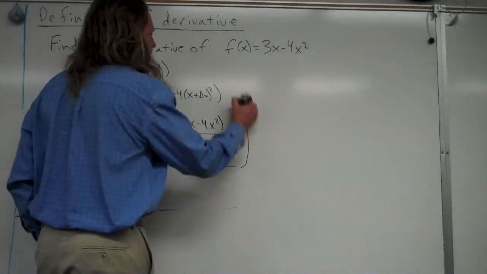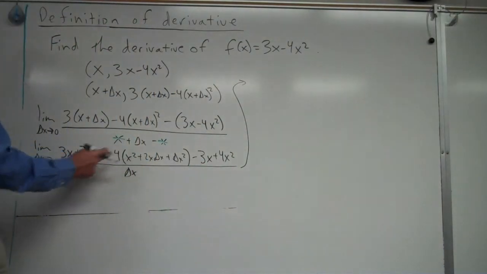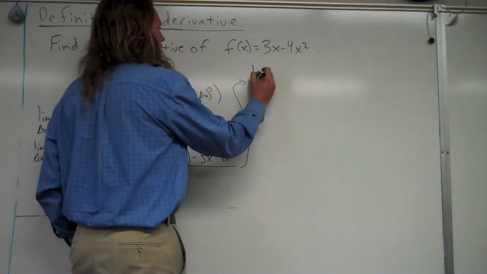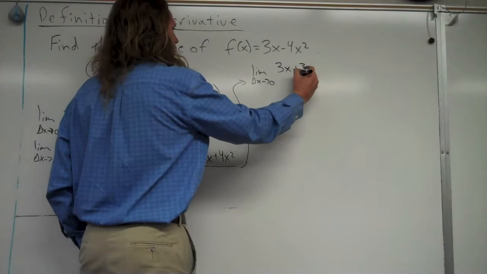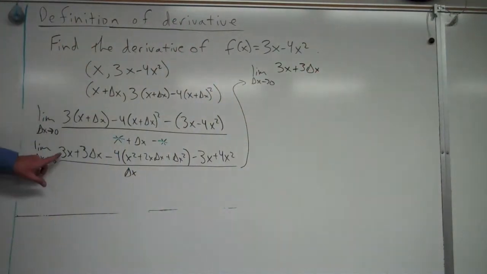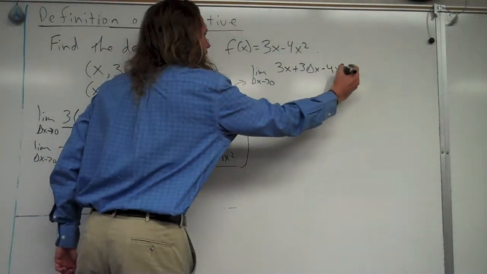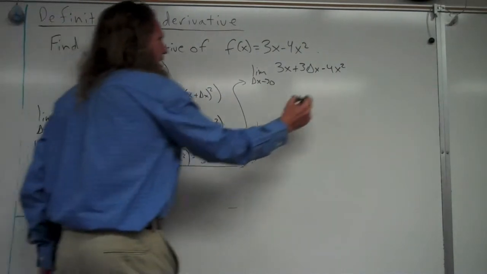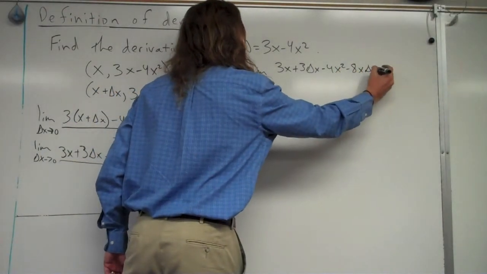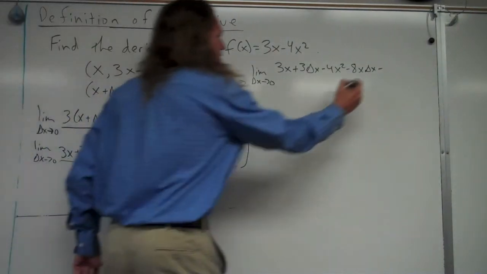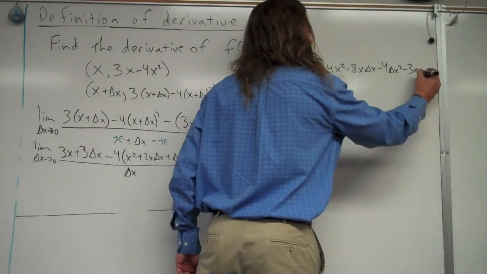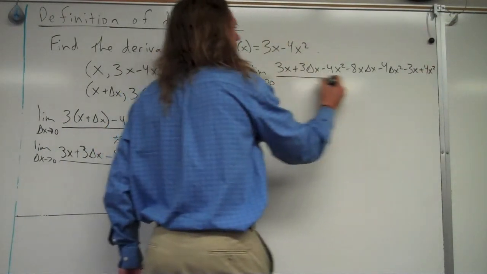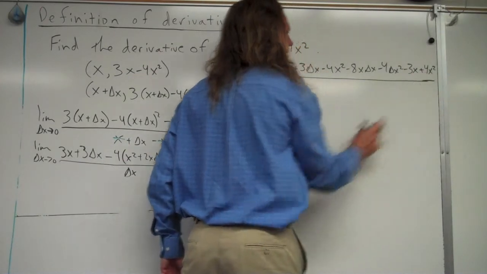Okay, let me take this up here. And so I still need to distribute my negative 4 right there. So the limit as delta x approaches 0 of 3x plus 3 delta x. And I'm sorry that I'm blocking this out, but I've just rewrote that. Now I'm just going to distribute my negative 4. So it's just going to be negative 4x squared. Distribute it to here is going to be negative 8x delta x, minus 4 times that is going to be minus 4 delta x squared, and then minus 3x plus 4x squared. Hopefully we can see that in the corner there. That's minus 3x plus 4x squared.